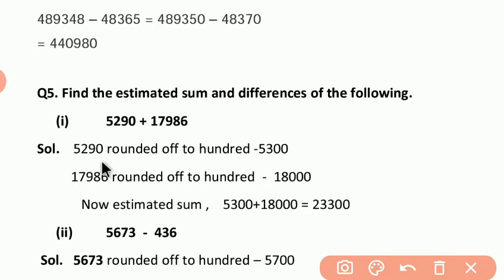So 5290 rounded off to 100. If we round it off to 100, we have to see the tens digit. Here the tens digit is 9, which is greater than 5. It means you have to increase the hundreds digit by 1. So first replace 90 by 00, and 2 plus 1 is 3, and 5 as it is. So 5300.